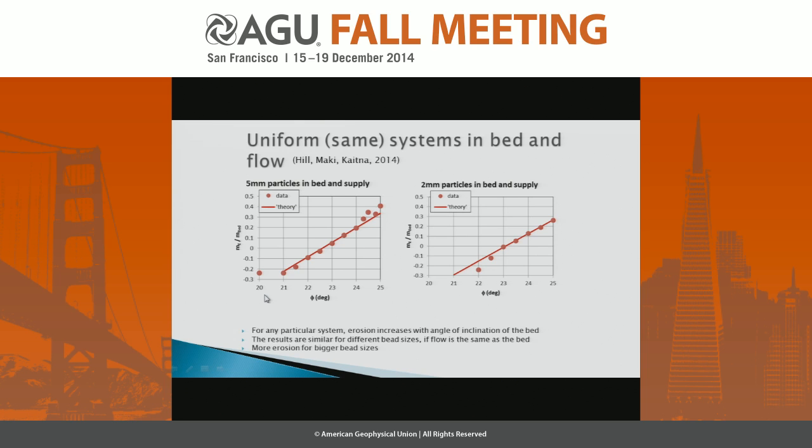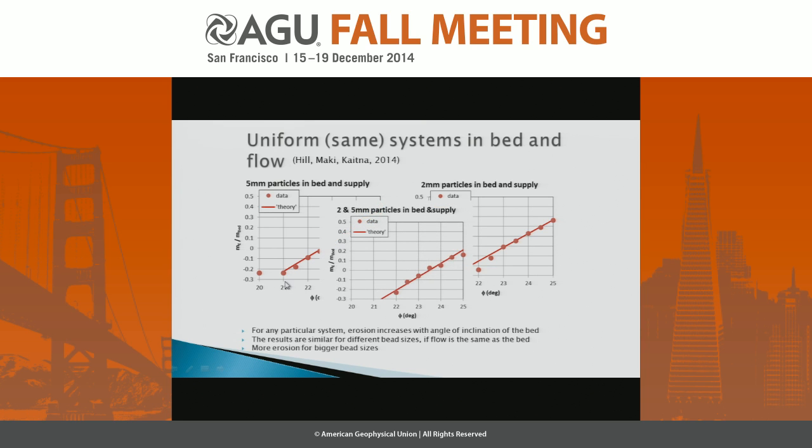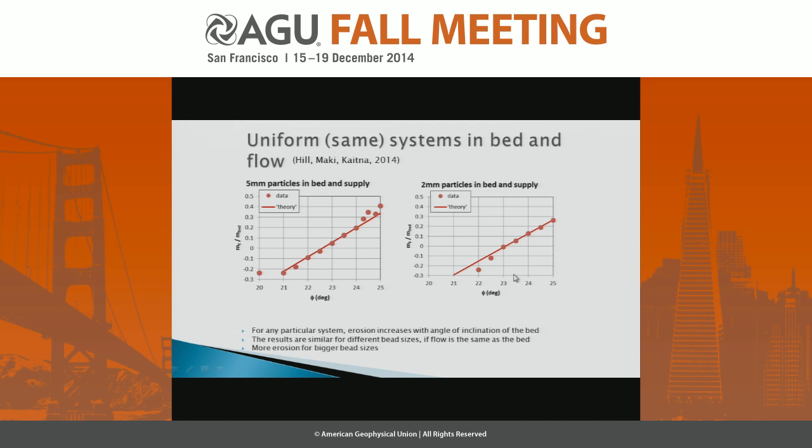Some of these results that we've seen in terms of net erosion for uniform systems, we've got 5 millimeter particles. Here we've got the angle of inclination and then the relative erosion. One thing we can see here is that for any particular system, our erosion rates are increasing as our particle size is increasing. We can see it especially clear here with 2 millimeter particles and 5 millimeter particles. Another interesting result we've seen is that as our angle of inclination increases, the relative erosion is also increasing.